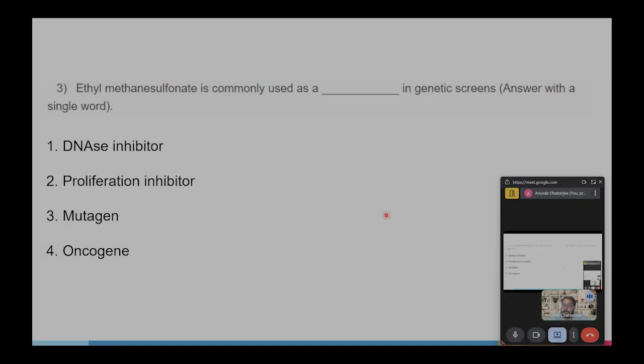The next question is, ethyl methane sulfonate is commonly used as a dash in genetic screens. The options are a DNase inhibitor, a proliferation inhibitor, a mutagen, or an oncogene. So take your time, try and figure out what the answer is.